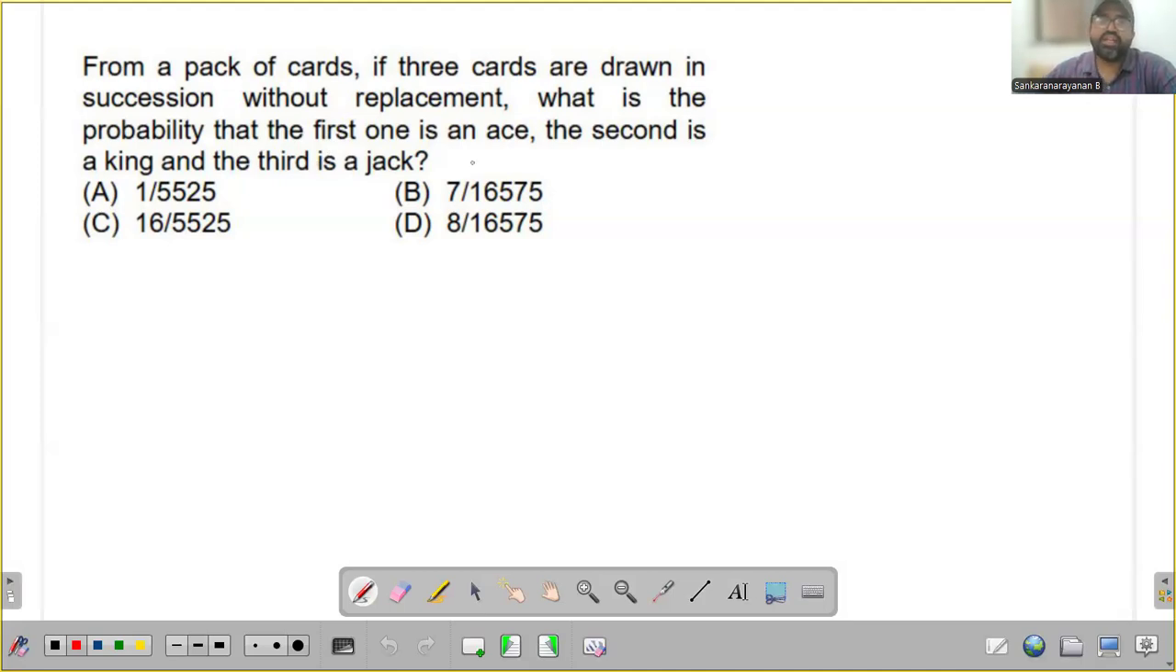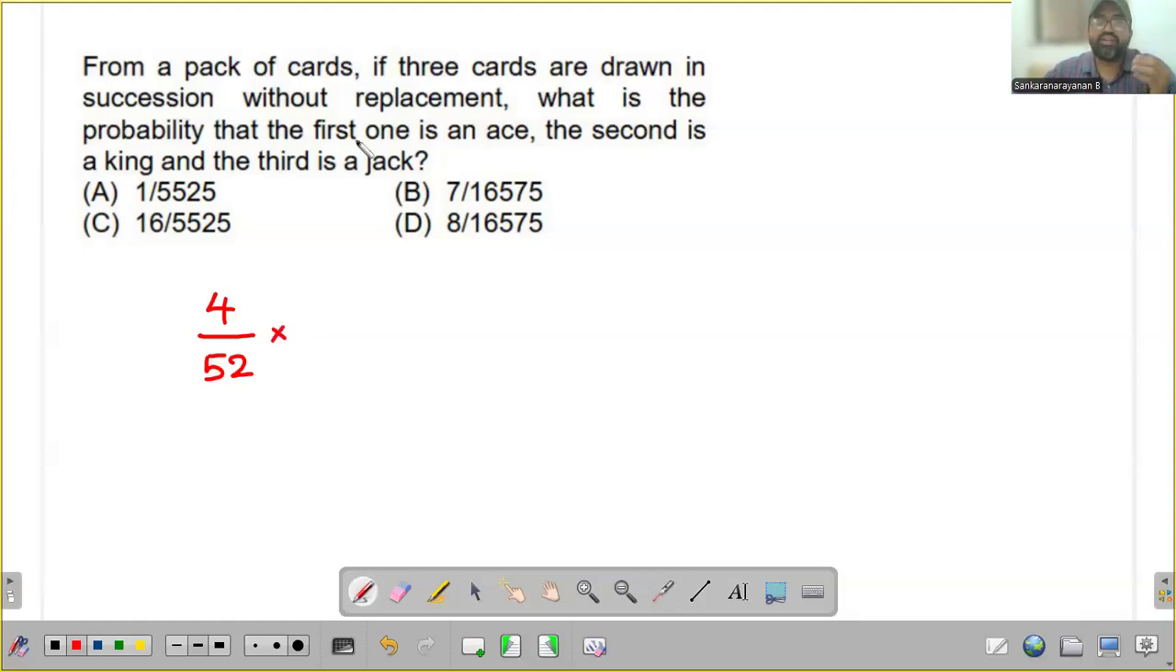So we can see that here, the first one being an ace will be 4 out of 52, because when this guy comes for drawing the card for the first time, all 52 cards are available. That's why in the denominator I have written 52. And when I consider aces, 4 ace cards are there, right? So the total number of outcomes is 52 and the favorable outcome is 4 by 52. So the first draw is over.